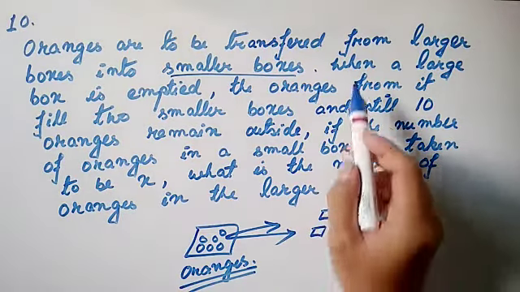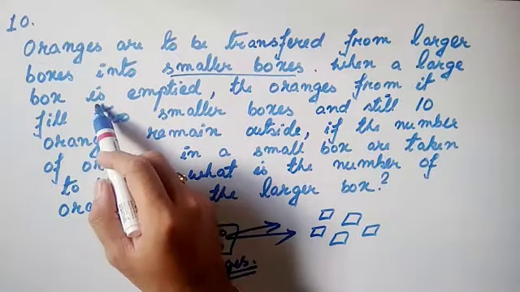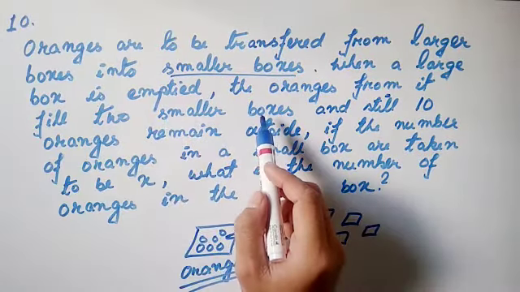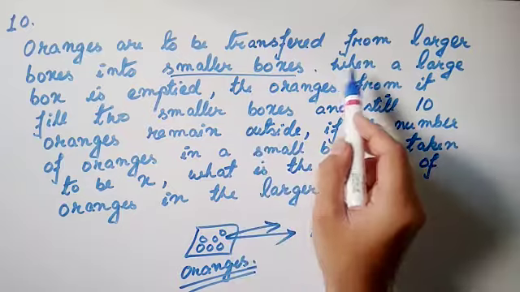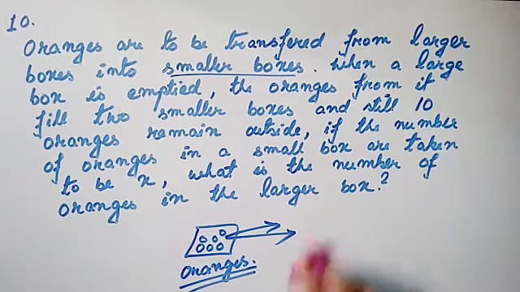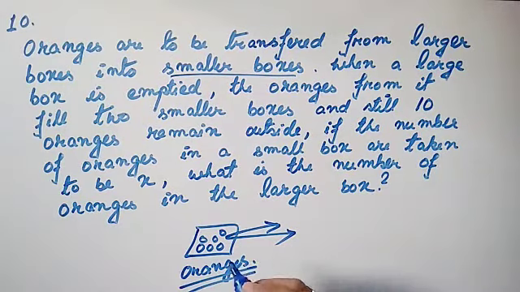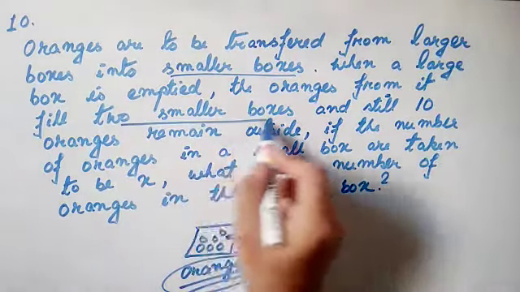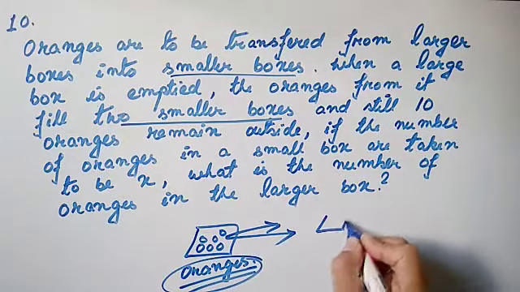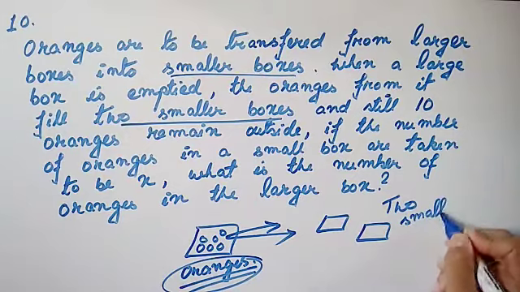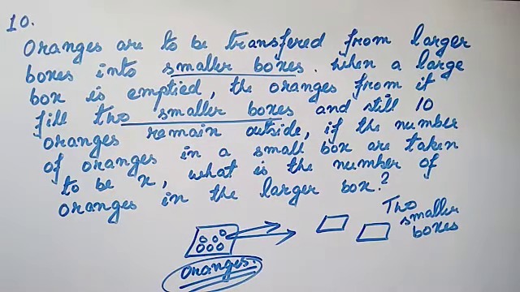Then it says, when a large box is emptied, the oranges from it fill two smaller boxes. Understood? So when this large box is emptied, it means that when the oranges from one large box are all taken out, it fills how many smaller boxes? It fills two smaller boxes. Understood, student?